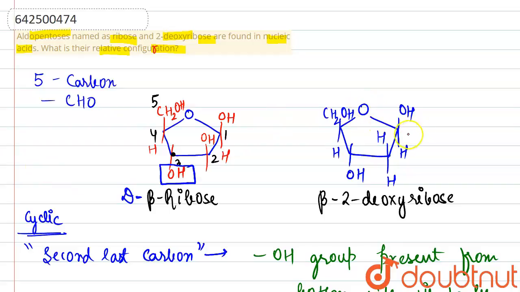Similarly, in the second structure, this is first, second, third, fourth and 5th carbon. Here also we observe the second last carbon from the bottom side, that is again the third. Here as well, OH is attached in the downward direction, so this configuration is also D beta. So the final answer is D beta ribose and D beta 2-deoxyribose.